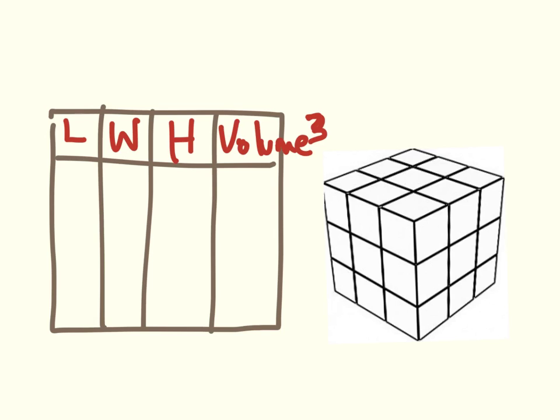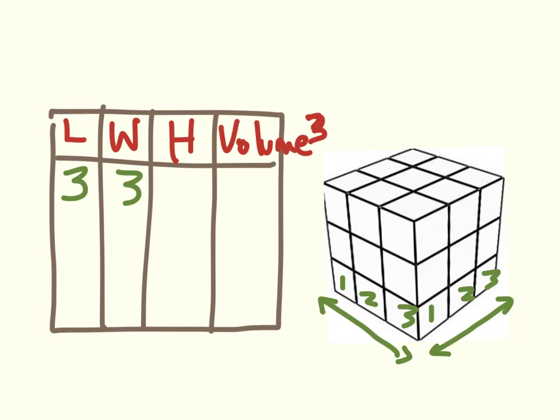Okay, let's try this out. What's the length of this object? Here's the length. It is 1, 2, 3. It's 3 long. How wide is it? Here's the width. It is 1, 2, 3 wide. So the width is 3. And the height, how high is it? How many layers does it have? It has 1, 2, 3 layers. So the height is 3.